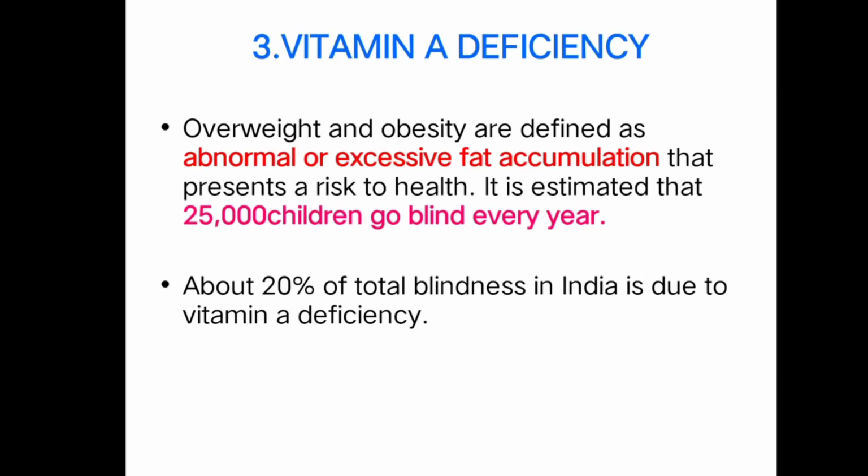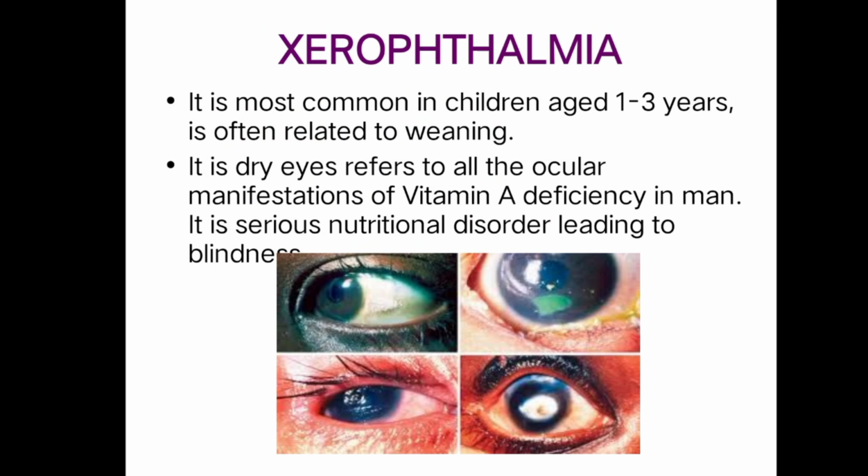Next is vitamin deficiency. Overweight and obesity are defined as abnormal or excessive fat accumulation that presents a risk to health. It is estimated 25,000 children go blind every year. About 20% of total blindness in India is due to vitamin A deficiency. So vitamin A deficiency causes night blindness and xerophthalmia. It is common in children aged 1 to 3 years.